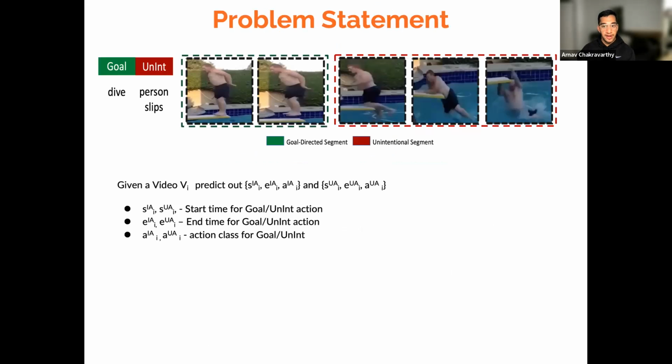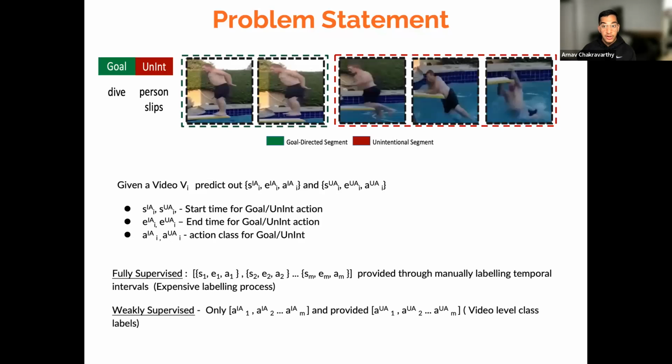Let's take the following figure as an example. A person trying to dive falls and slips into the water. We need to predict the goal-directed action, which is diving, the unintentional action, which is slipping, as well as the segments corresponding to both these actions, the green and the red. There are two ways to solve this task. One is a fully supervised approach, where the transition point labels are provided along with the video during training, as well as a weakly supervised approach, which uses only the video level labels during training and learns a localization task as a side effect of this training process.